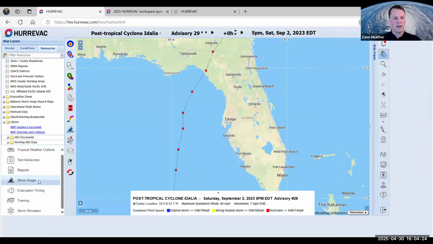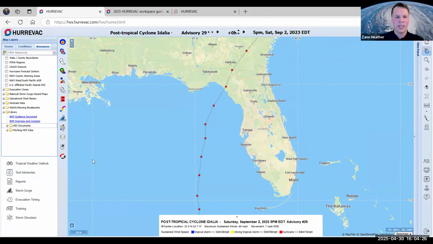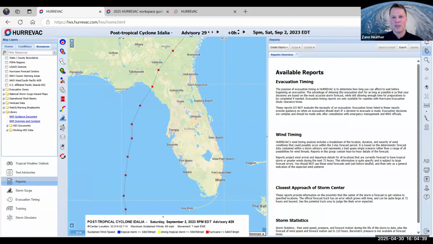Next, we've got the toolbox here. And essentially, this is your way to interact with additional functionalities within HRVAC. I'm not going to do a deep dive, just a general workspace overview, but some key ones to note is you've got the reports tab, and this is where you can get different reports, including wind timing and evacuation reports.